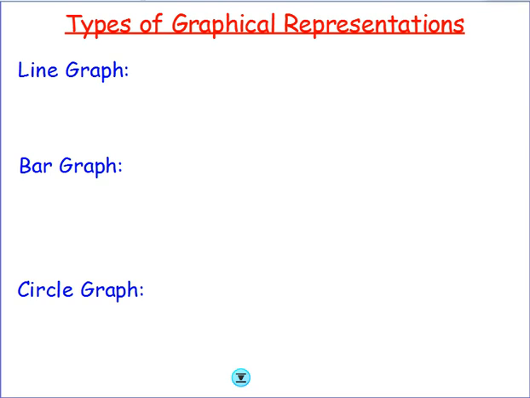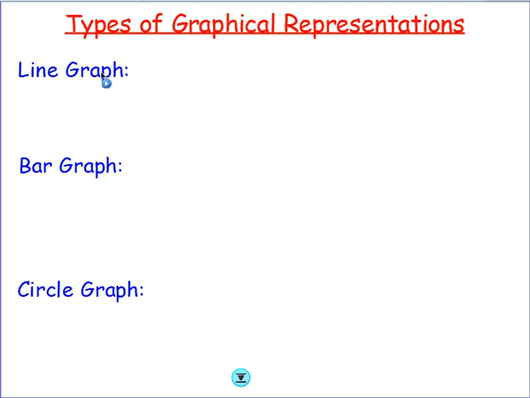Hi guys, today we're going to be looking at graphs that are part of statistics. Hopefully a lot of the graphs that we talk about today you're familiar with, but we're going to be looking at when each one of these is used, and we're also going to be talking about the shape of them, what shape they make up.